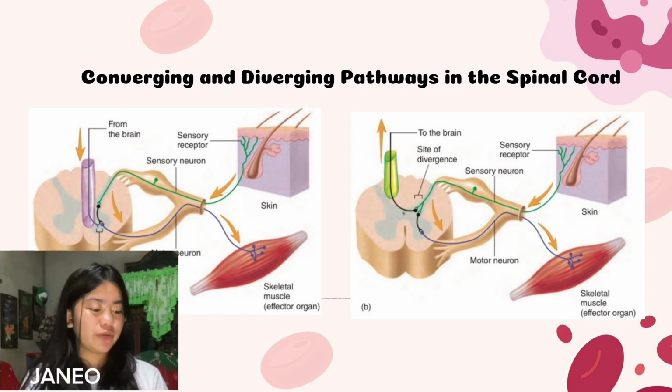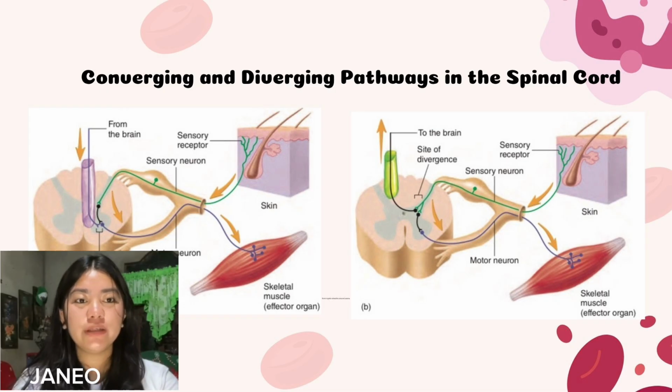So now let's proceed to converging and diverging pathways in the spinal cord. The spinal cord uses converging pathways, or many-to-one, to integrate diverse information and make a decision, and diverging pathways, or one-to-many, to amplify and execute the decision across the body. These two fundamental circuits are the basis of all complex nervous system activity.